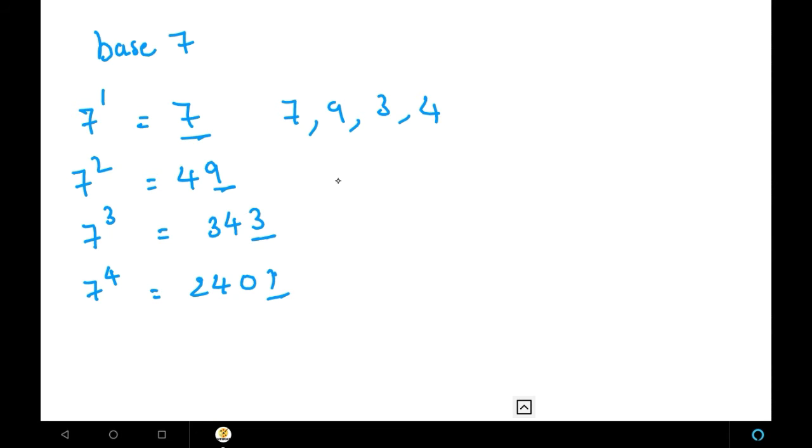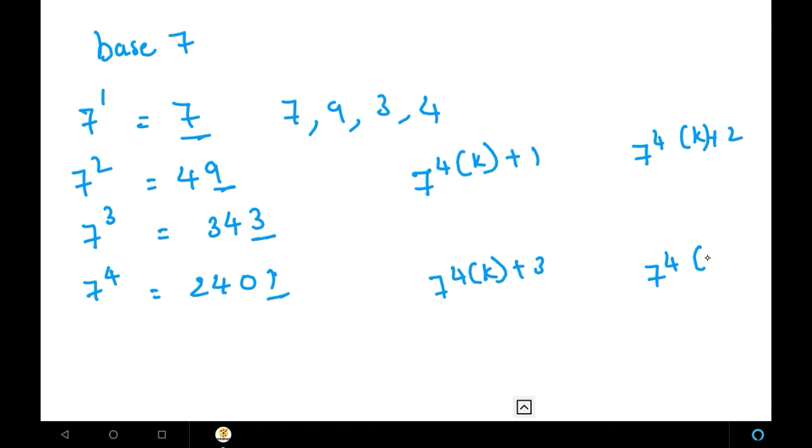So we have to again write this in the form of 7 power 4 into k plus the remainder. For base 2 we took base 2, for 3 we took base 3, for 7 we are taking base 7. 7 power 4 into k plus 1, 7 power 4 into k plus 2, 7 power 4 into k plus 3, 7 power 4 into k plus 4. So we have written 4 numbers, up to 4 remainders, because the repetition is just 4.